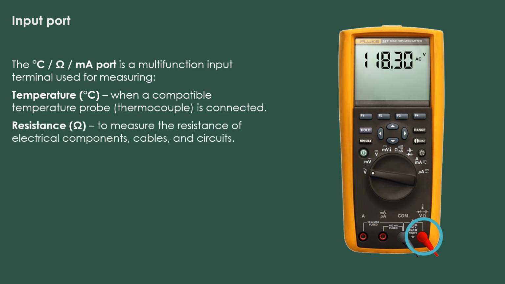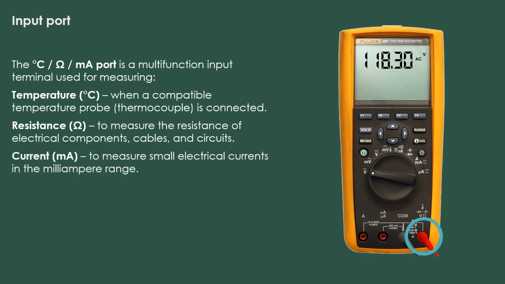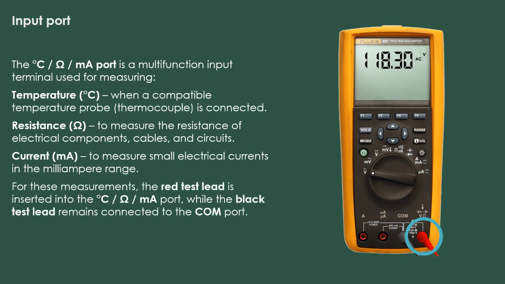Resistance, to measure the resistance of electrical components, cables, and circuits. Current, to measure small electrical currents in the milliampere range. For these measurements, the red test lead is inserted into the degree Celsius/omega/milliamps port, while the black test lead remains connected to the COM port.